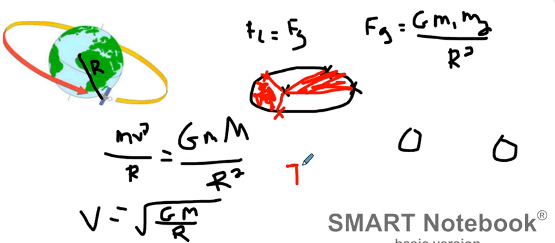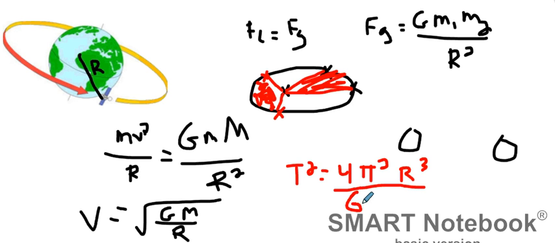T squared, the period squared, equals 4 pi squared, over r cubed, over big G and over big M. Big M is going to be the mass of the sun or the star that the planets are going around. Okay, so that's just a quick review of that.